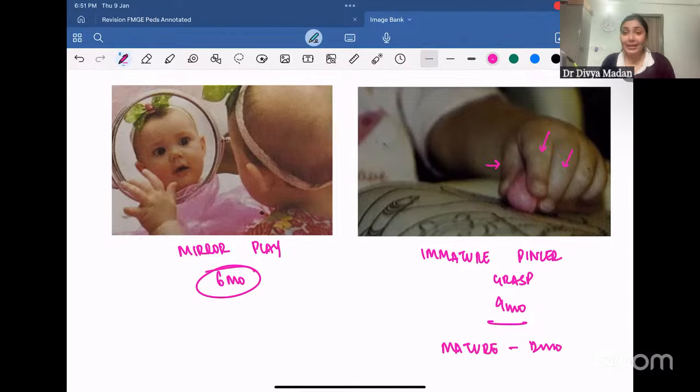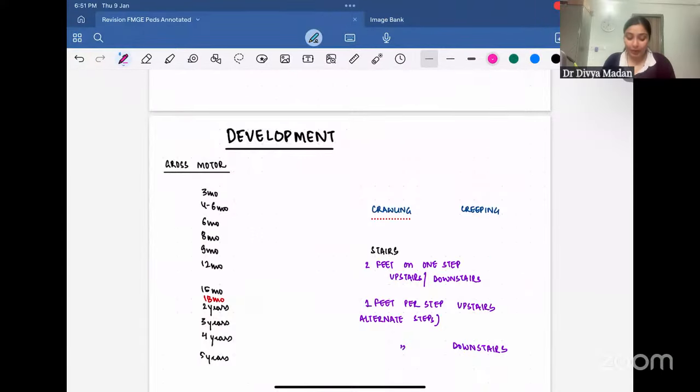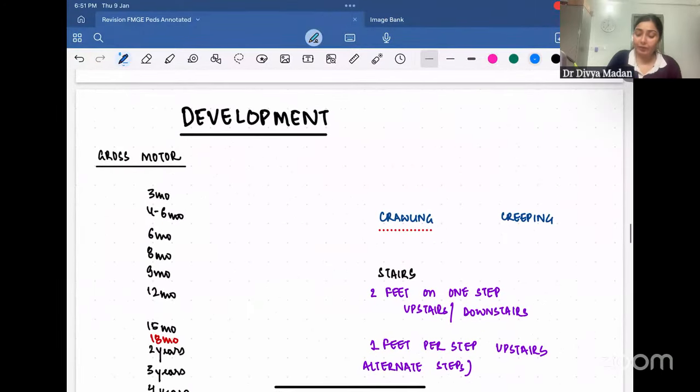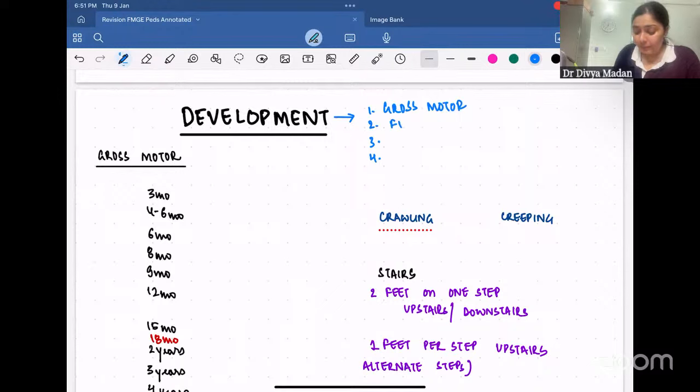So let's discuss the developmental milestones one by one now. As I told you, whenever we are going to assess the development, we are going to look at the four domains. What are those four domains? These are gross motor, fine motor, social milestones, and language milestones. So let's discuss each of them one by one.